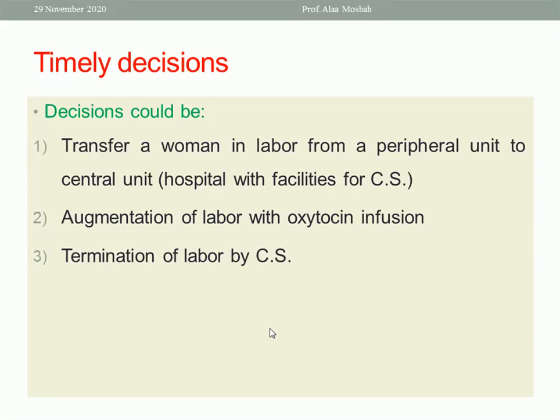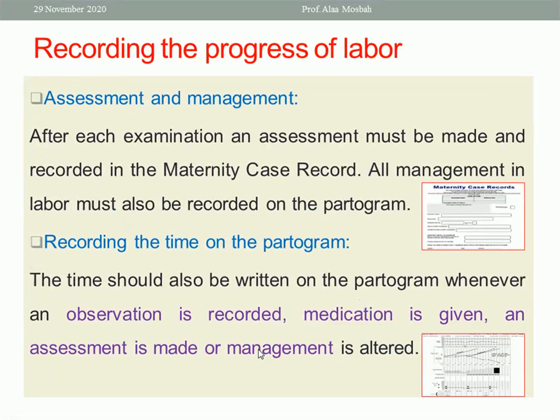So what is very important about the partogram is a timely decision. Your decision could be to transfer the woman in labor from the peripheral unit to a central unit, I mean a hospital with facilities for cesarean section available. Or the decision may be augmentation of labor with oxytocin infusion after rupture of membranes, or maybe termination of labor by cesarean section. So you take the decision according to your record on the partograph.